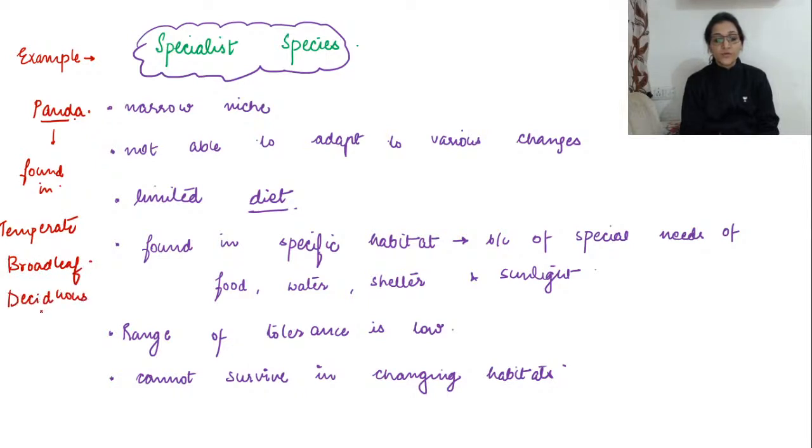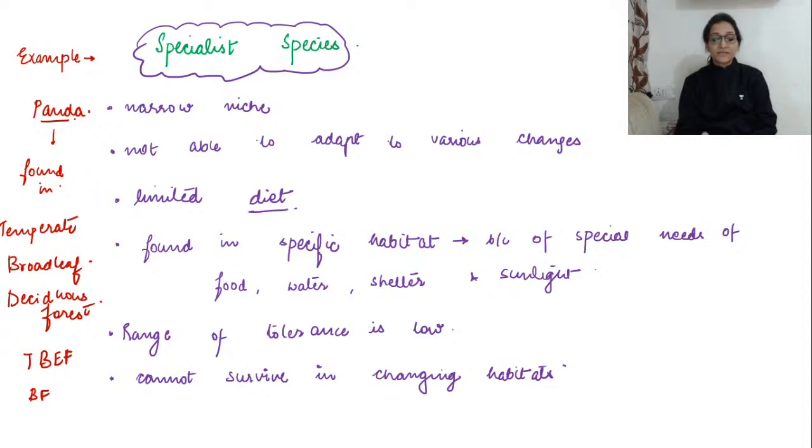Deciduous forest or tropical broadleaf, evergreen forest or bamboo forest. Because of the specific diet they have, pandas can survive only by eating bamboo and other grasses, but it cannot be found all over the world, right?